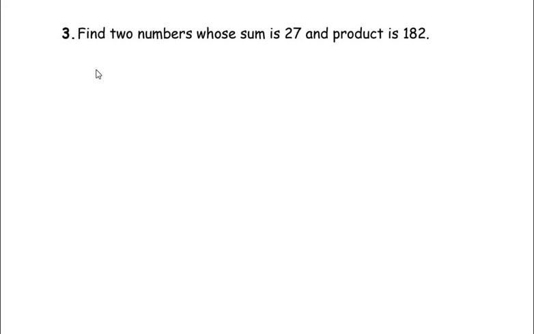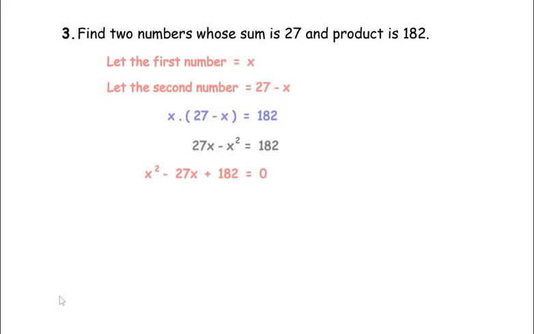Now the third question is, find two numbers whose sum is 27 and the product is 182. So let us consider the numbers to be as X, that will be our first number. So the second number is going to be 27 minus X, because the sum of both the numbers should be 27. So the second number we can take here is 27 minus X.